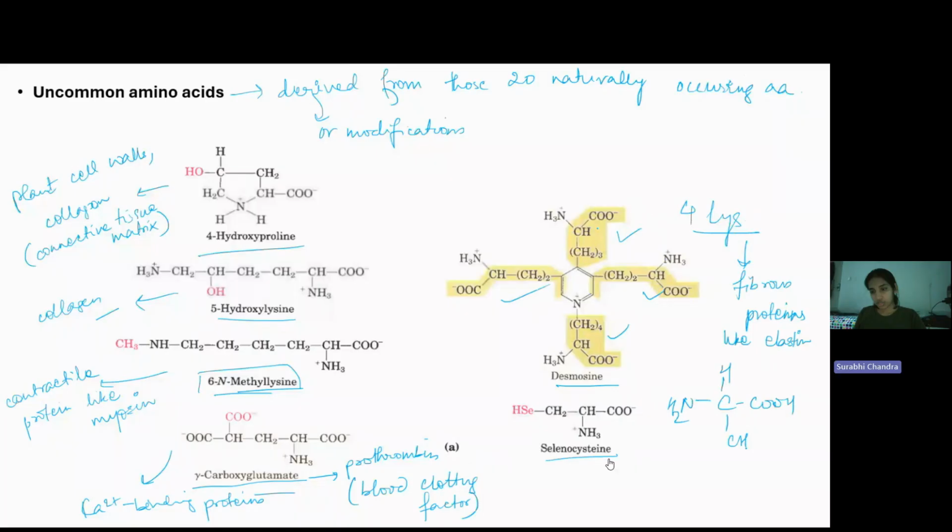Then you also have selenocysteine. In general, for a cysteine residue, you have a sulfur attached, a sulfhydryl group, S and H here. But in place of S, a selenium atom comes into the picture, thereby forming selenocysteine. And there's another, a little heavier uncommon amino acid, which is desmosine, where 4 lysine groups are present and attached to this particular ring here. This particular amino acid is found in fibrous proteins like elastin. Okay.